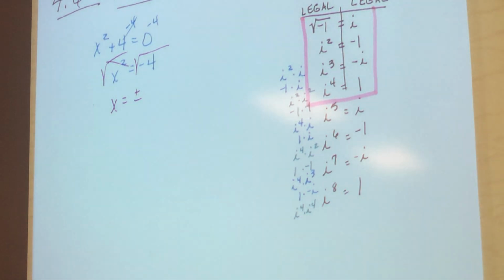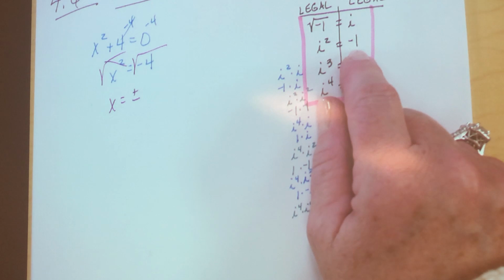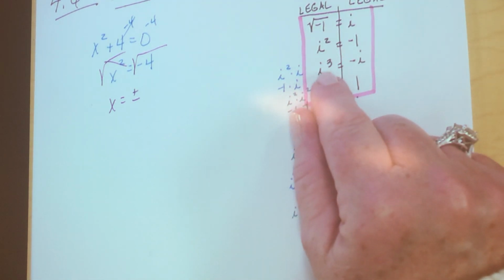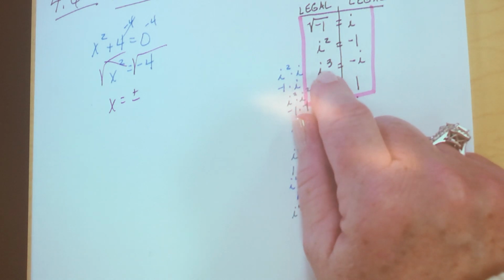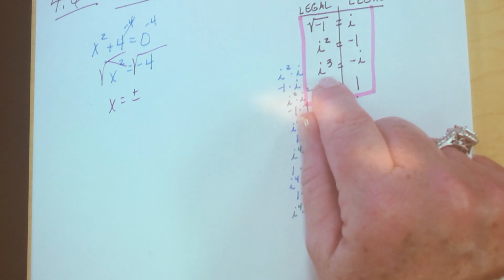That's what you gotta know. So here's the deal, guys. If you're multiplying or doing whatever, and you get an i squared, you better substitute a negative 1 in for that i squared, because it's not legal. If you're multiplying and you get an i cubed, you can't use an i cubed. You gotta put a negative i in for it. i cubed is not legal.